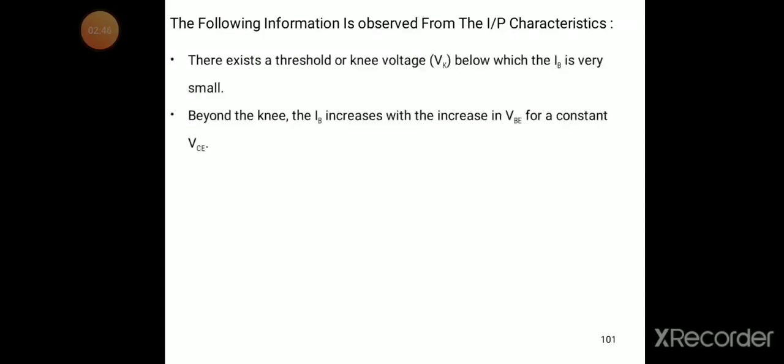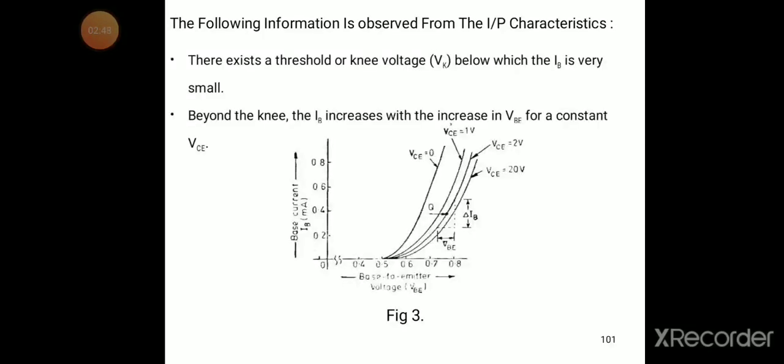So now we try to analyze the following information. The following information is observed from the input characteristics. What we observed: there exists a threshold or knee voltage, as we already said, below which the IB is very small. The diode has a threshold voltage or knee voltage; you need to remember this specific point, that is the knee voltage or threshold voltage. Below the threshold voltage there is a very small IB.